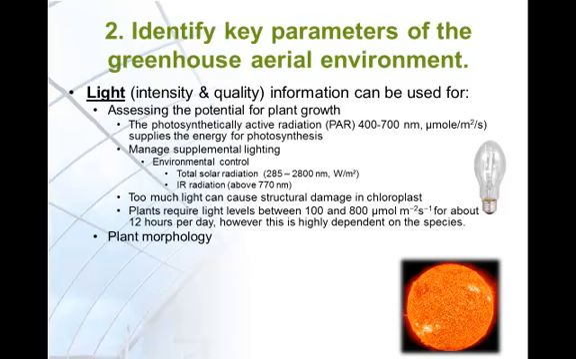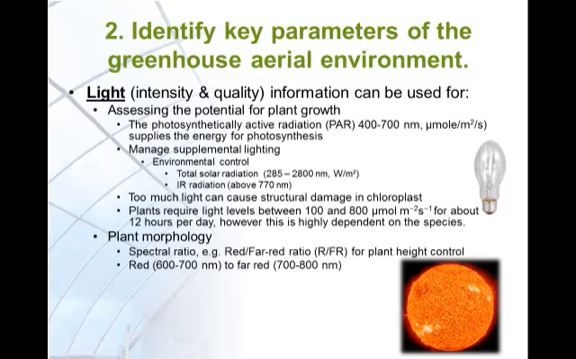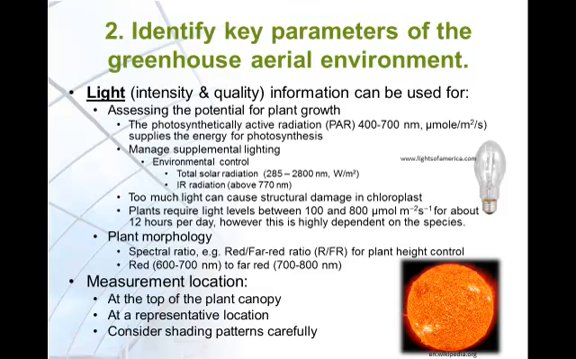Light can also have an effect on plant morphology. For example, the control of the red, far red spectral ratio can be used to control plant height to a certain limit. As with temperature and humidity readings, it is important to place light sensors at canopy level and at a location representative of the entire growing area. It is also very important to consider shading patterns when installing light sensors. You might record a significantly different reading if the sensor is in direct sunlight versus the shade.